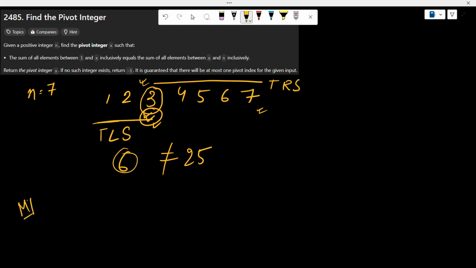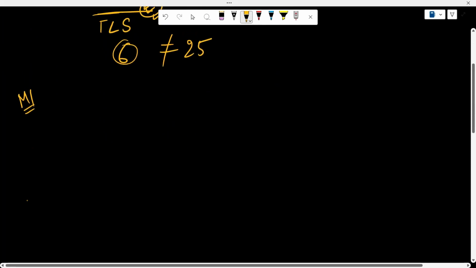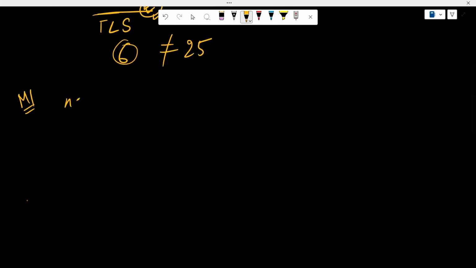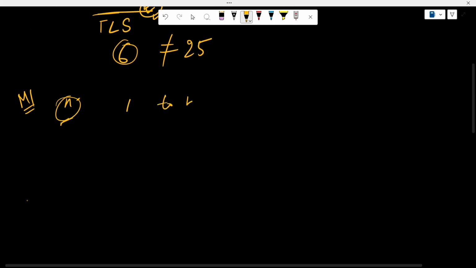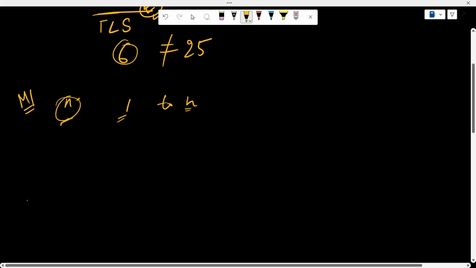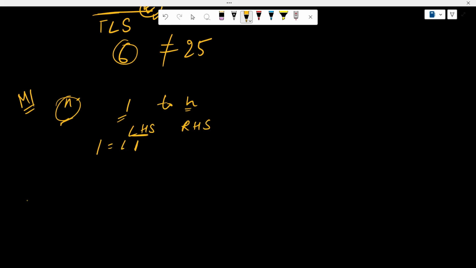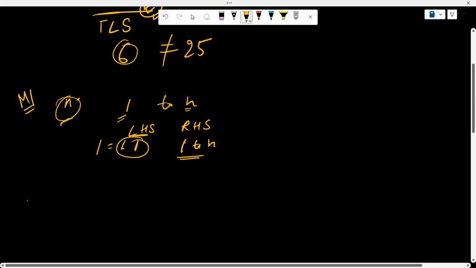Let's see method 1. In this, suppose for a given value of n, we will iterate over the numbers from 1 to n, and for every number we will check whether it can be the pivot or not. Starting from 1, the left half sum will be 1, right? And the right half sum will be 1 to n. So we will see whether this sum is equal to this sum or not. If it is not, then we will move on to the next number. If it is, then we can return that number straight away.